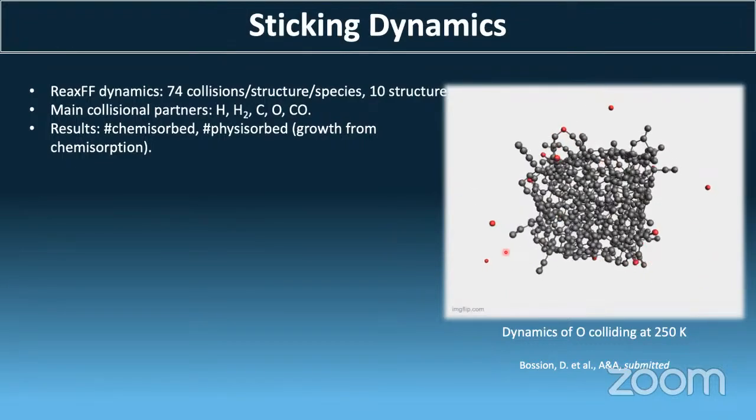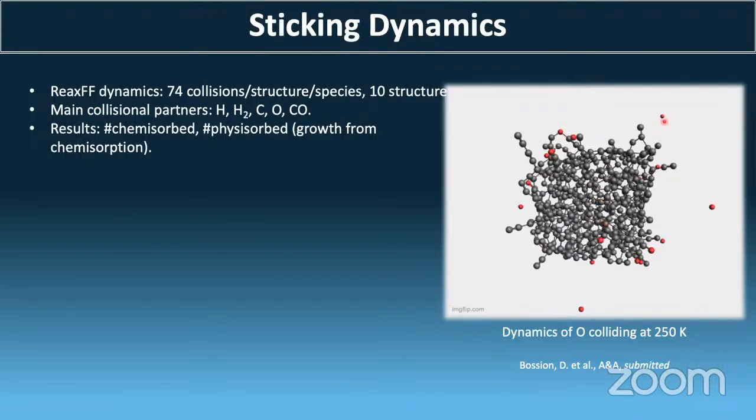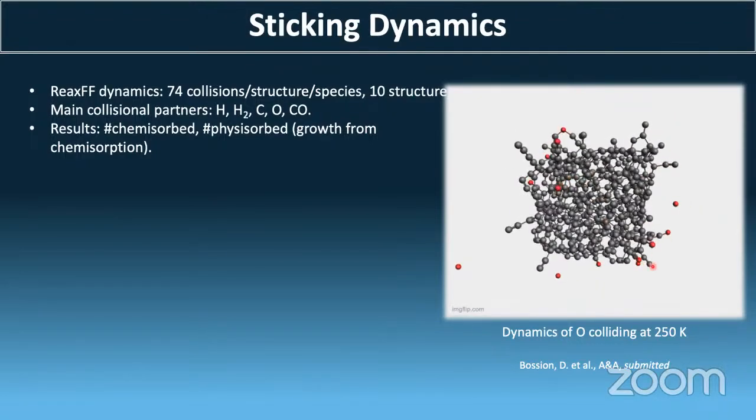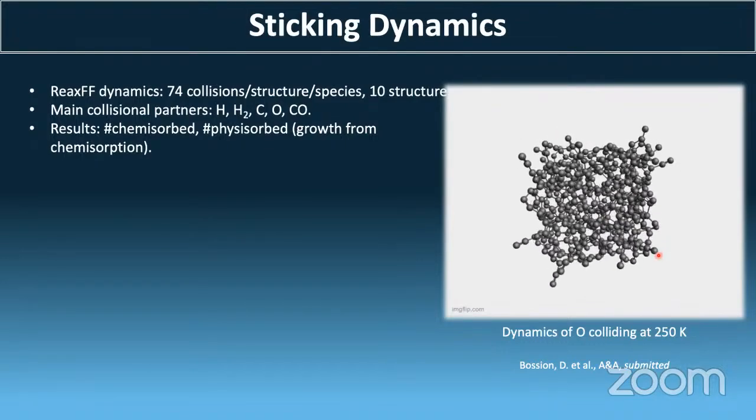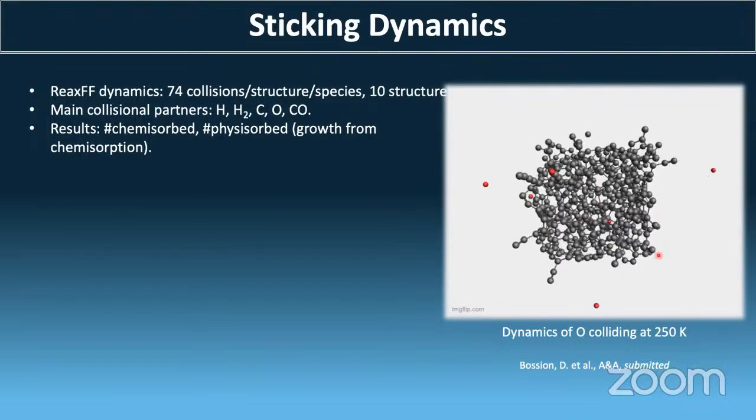I don't know if we'll see some of it. Voilà, this one, for example, is physisorbed for a while. This one also is physisorbed. So there are two types of reaction we can get. We can get chemisorption or physisorption. We consider growth to be only possible through chemisorption, because physisorption is not really bonded. It's just van der Waals, so it can be easily pushed away.